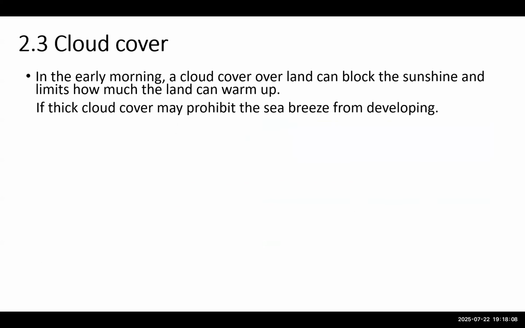Now let's move into the third factor, which is the cloud cover. Let's say in the morning you have a cloud cover over land. It's going to block the sunshine and limit how much the land can warm up, which is not good for the sea breeze. So if you have a thick cloud cover, it may prohibit the sea breeze from developing at all.